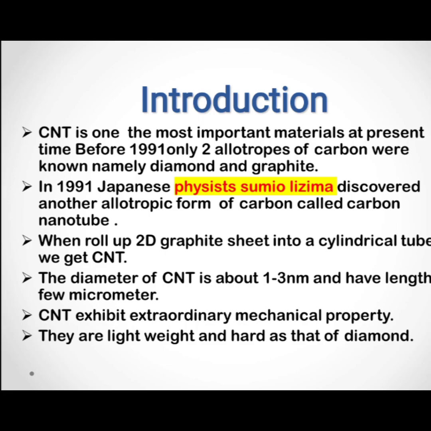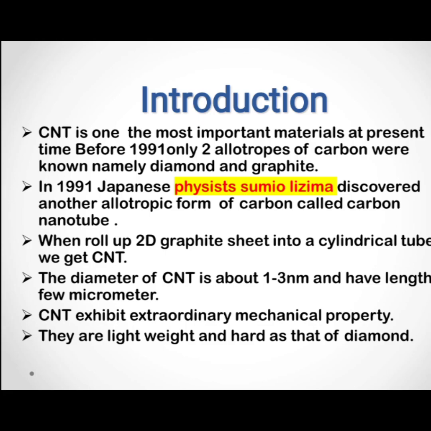Before 1991, only two allotropes of carbon were known, namely diamond and graphite. Later, in 1991, Japanese physicist Sumio Iijima discovered another allotrope form of carbon called carbon nanotube. When a 2D graphite sheet is rolled into a cylindrical tube, we get carbon nanotube. Means we have a two-dimensional graphite sheet and we fold it in a way that it becomes a cylinder. Then we will get carbon nanotube. The diameter is about 1 to 3 nanometer and the length is a few micrometer.